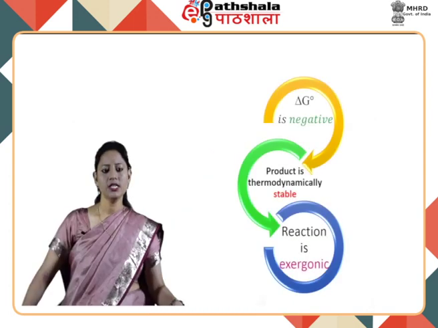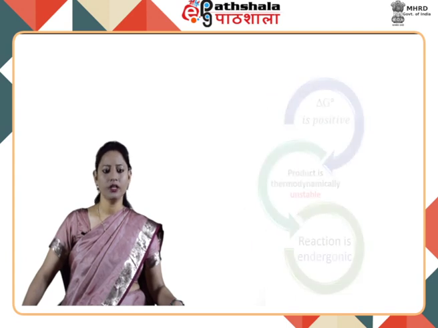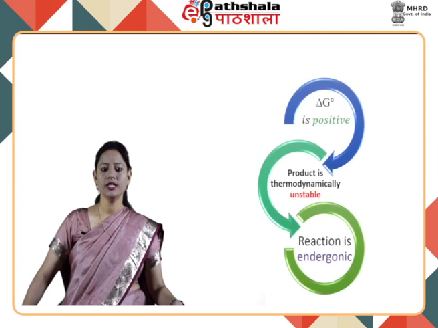If delta G naught is negative, the product is thermodynamically stable compared to the reactant and the reaction is said to be an exergonic reaction. If delta G naught is positive, the product is thermodynamically unstable compared to the reactant and the reaction is said to be an endergonic reaction.